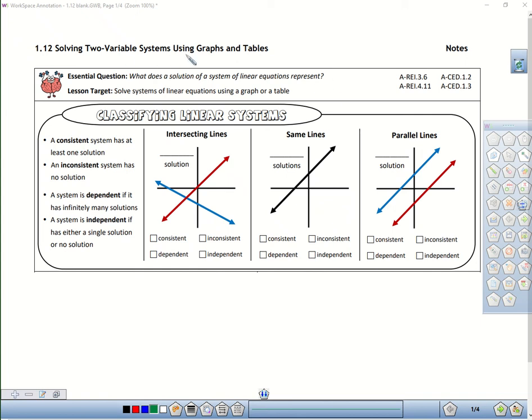Alright, so we're going to be talking about two variable systems using graphs and tables. What does the solution of a system of linear equations represent? And we're going to be solving systems of linear equations using a graph or table.